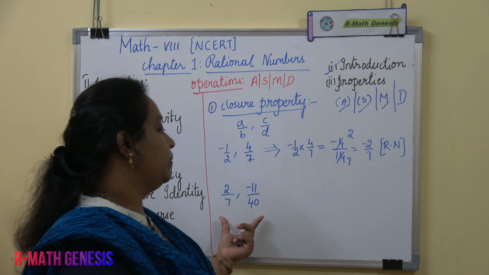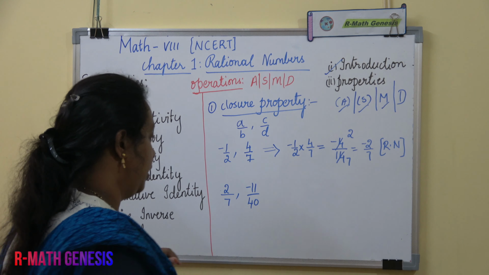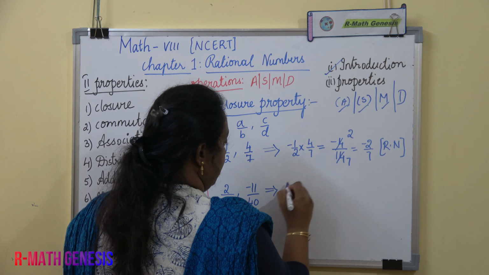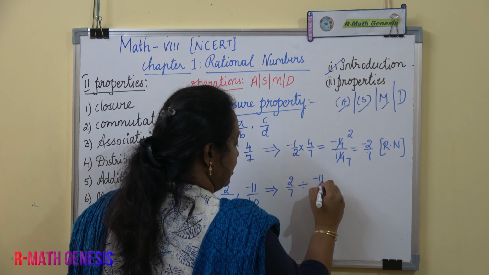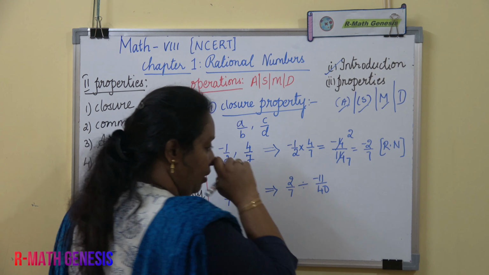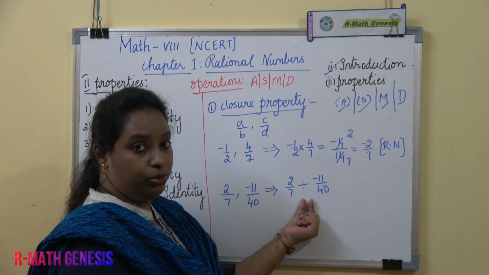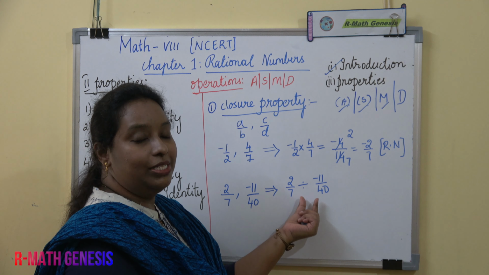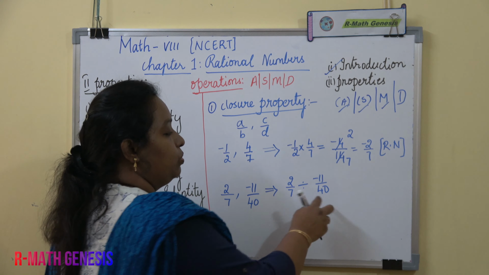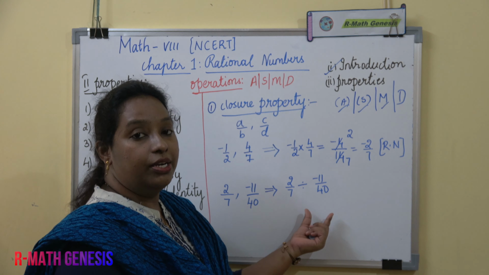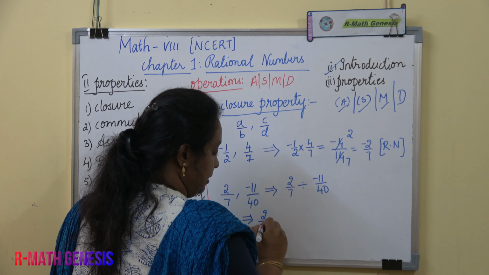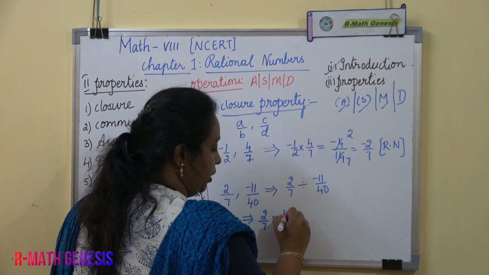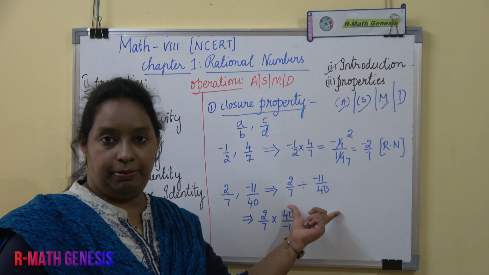Okay, I'll check how this works in terms of division. What is 2 by 7 divided by minus 11 by 40? When a division sign is there, how will we solve it? We change the sign to multiplication, and for the second number we write its reverse. So it becomes 2 by 7 into 40 by minus 11. Like this only we will be solving, right?